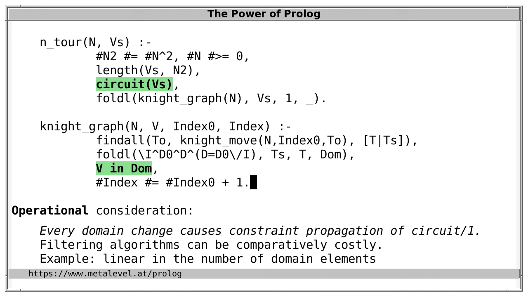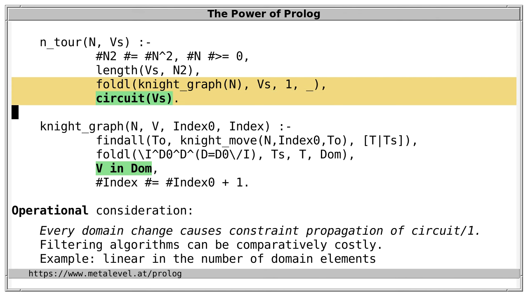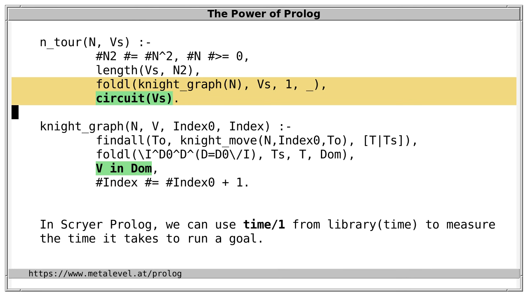So what can we do to make this more efficient? Well, let's look at these two goals. We see that first, circuit is posted on V's, and then another goal posts additional constraints on V's. And we know that propagation of circuit can be costly. So one easy way to avoid repeated propagations of circuit is to simply exchange these goals, like this. Declaratively, this means exactly the same, because conjunction is commutative. But procedurally, it's now more efficient, because now the expensive circuit constraint is invoked at the end, when all domains are already set up. And this is much faster, because it makes a difference whether propagation is performed only once or many times. And in Scryer Prolog, we can easily measure the difference with the predicate time, from library time.